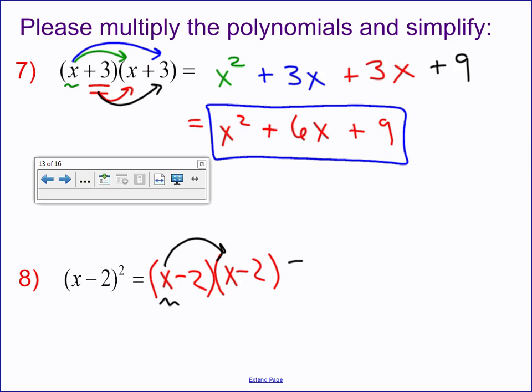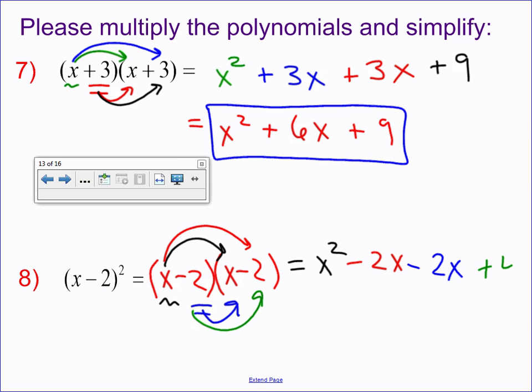X times x is x squared. X times negative 2 is minus 2x. Then negative 2 times x is negative 2x. And lastly, negative 2 times negative 2 is plus 4. So we're multiplying two binomials together in number 8, just like we did in number 7. And now we'll combine like terms. Negative 2x combined with negative 2x gives me negative 4x, and then plus 4.